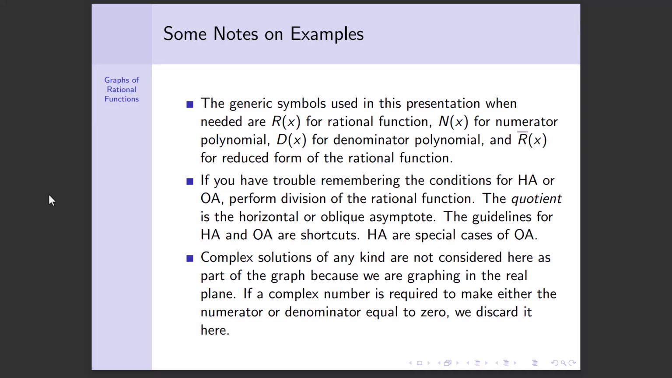And one final note here is that complex solutions of any kind are not considered here as part of the graph because we are graphing in the real plane. If a complex number is required to make either the numerator or denominator equal to 0, we go ahead and discard it here.